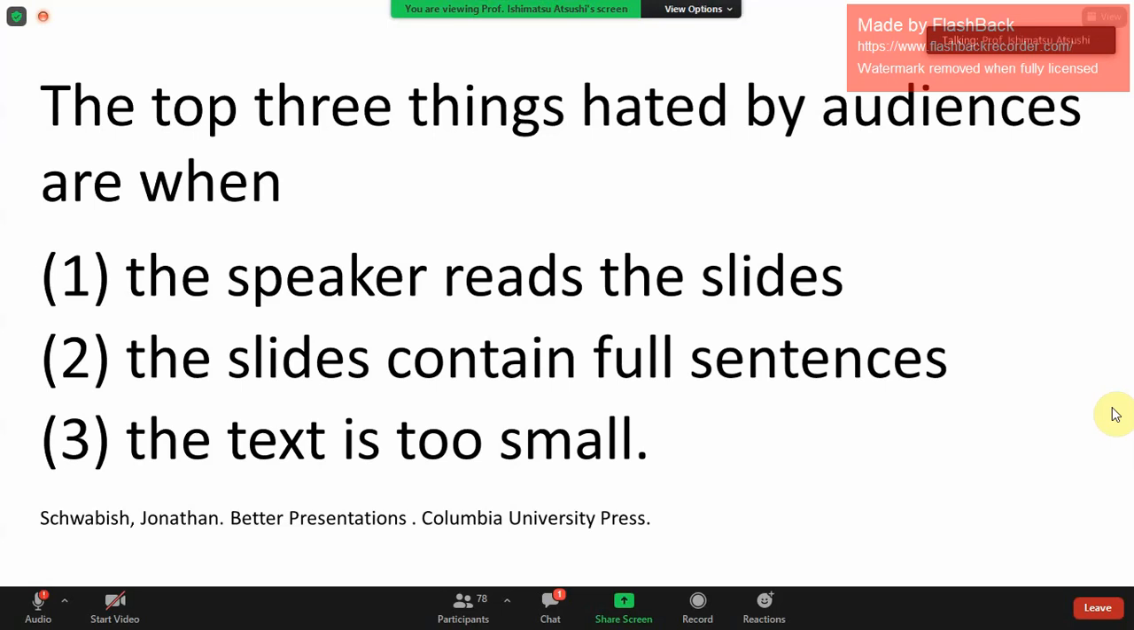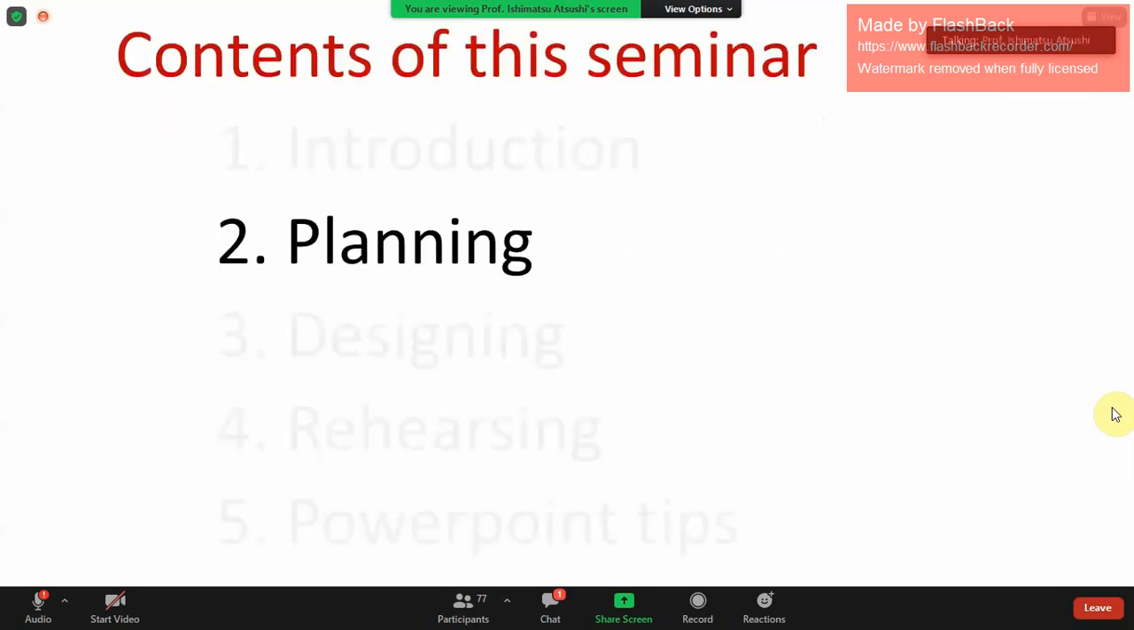And number two, the slides are full of sentences, many texts, right? And when you put many texts, naturally the text or fonts will become very small, so that it is hard to read. These are the three things that all the papers and books pointed out that you should avoid. Okay, so with those three things in mind, let's move to planning your presentation.